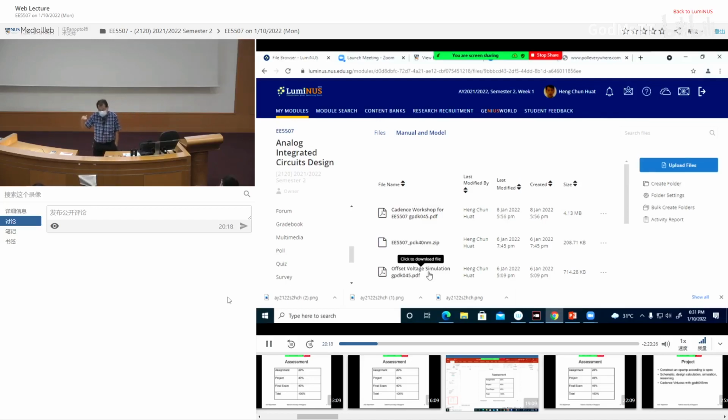I have step-by-step instruction. I capture the window. So if you see this window, what to do. If you see that window, what to do. Everything is there.